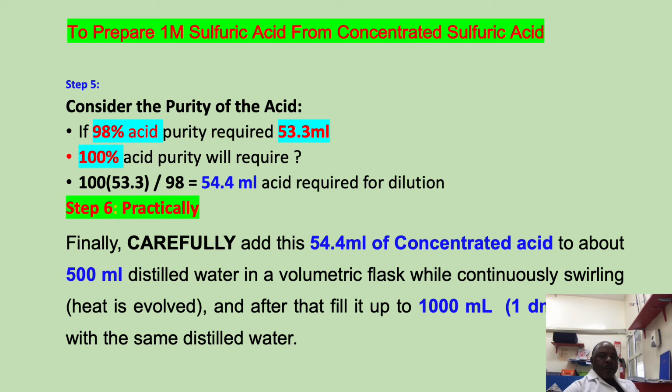Practically, we have to use our manufacturer's product, which is the concentrated sulfuric acid. In this dilution, first, we have to measure 500 ml of deionized water, or what we call distilled water, into a volumetric flask. Secondly, we have to use a measuring cylinder to measure 54.4 ml of the concentrated acid into the 500 ml distilled water in the volumetric flask.